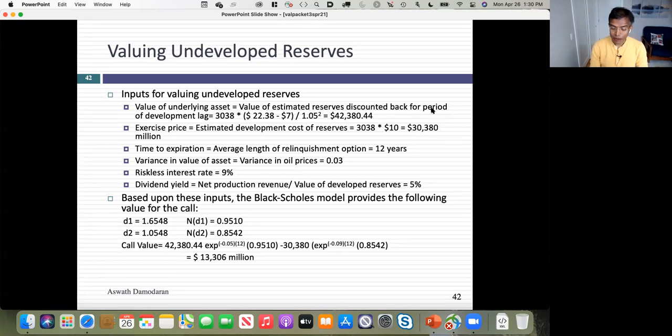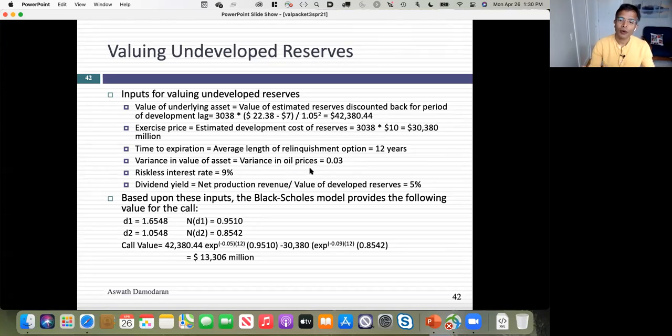The cost of developing the reserve is 30.38 billion. If I stopped right there and said, what's the discounted cash flow value, the DCF value of the undeveloped reserves? The answer is the difference between the two, $12 billion. File that away, because I'm now going to value it as an option, because I haven't developed the reserves yet. They have 12 years left. The variance in oil prices is 0.03.